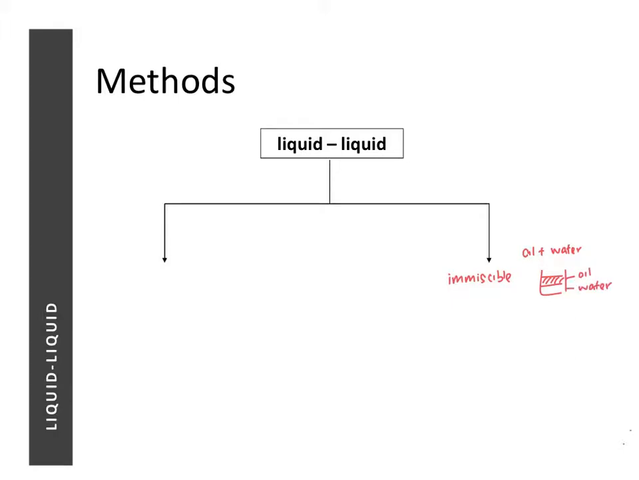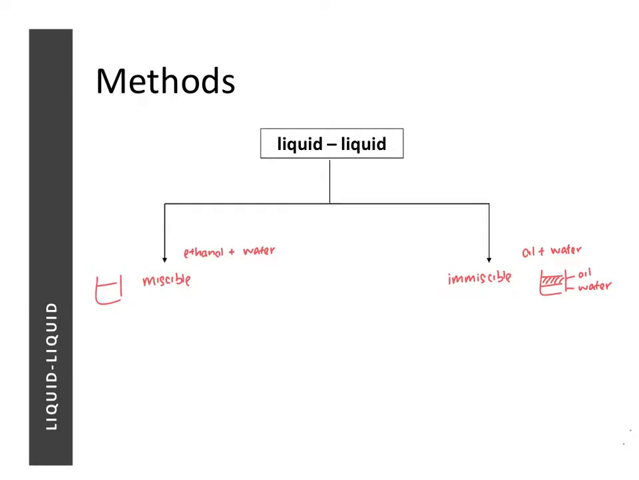However, if you add, for example, ethanol, which is an alcohol, to water and you shake, you find that there's only one layer. So ethanol and water actually mix very well. So we call them miscible.